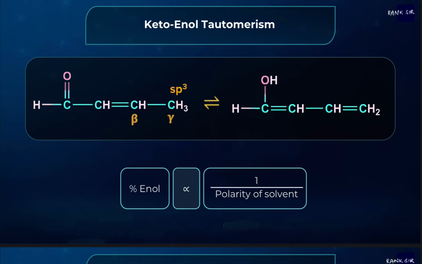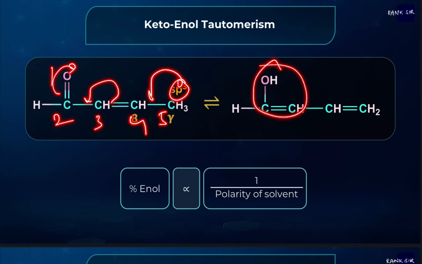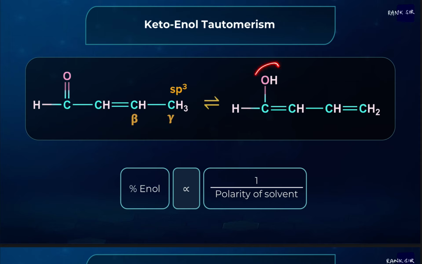Next. Now, we already studied this one. This is 1, 2, 3, 4, 5. The sp3 carbon hydrogen comes to here, this comes to here, this comes to here, and it is the enol. So now what happened? The enol content is major. Sometimes the polarity of the solvent also affects the enol content. As the polarity of the solvent increases, the enol percentage decreases.